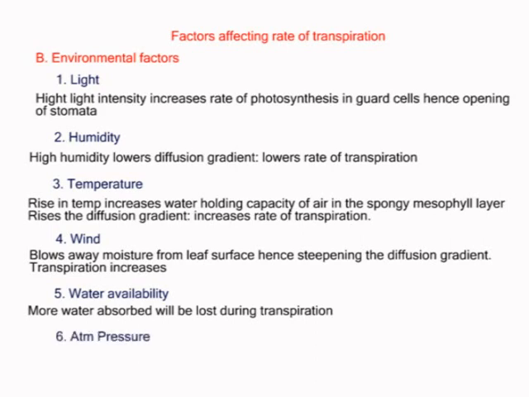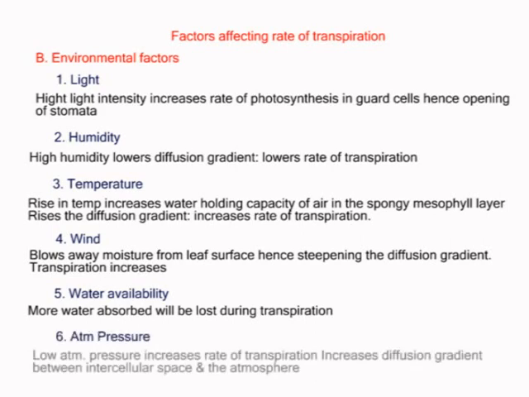Finally is atmospheric pressure. At low atmospheric pressure, the rate at which water vapor diffuses between intercellular spaces and the atmosphere is high, and thus increases the rate of transpiration. At very high atmospheric pressure, the diffusion gradient between intercellular spaces and the atmosphere is low, and thus reduces the rate of transpiration. Plants that grow naturally at high altitudes where atmospheric pressure is low have modified leaves to reduce the rate of transpiration.